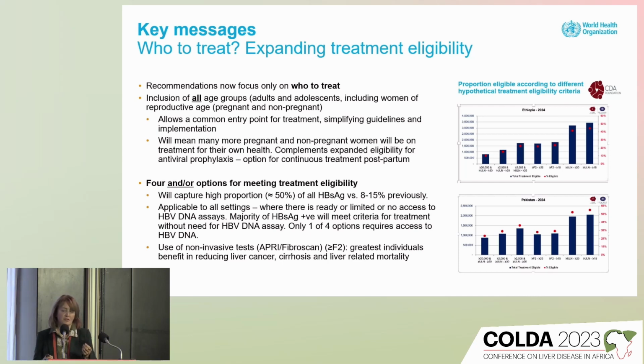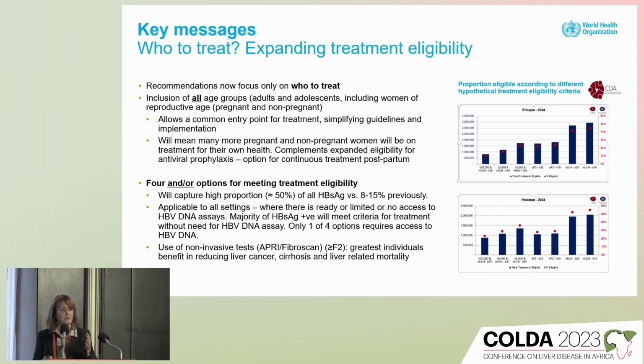And there are 4 options for meeting treatment eligibility, and it's an and/or. So you can meet all the eligibility criteria for all 4 or just one. And it is estimated this will capture about 50% of all those that are Hep B surface antigen positive, compared to about 8 to 15% previously. It's applicable to all settings, regardless of whether there's access to Hep B DNA or not. In fact, only one of the treatment eligibility criteria involves hepatitis B DNA.